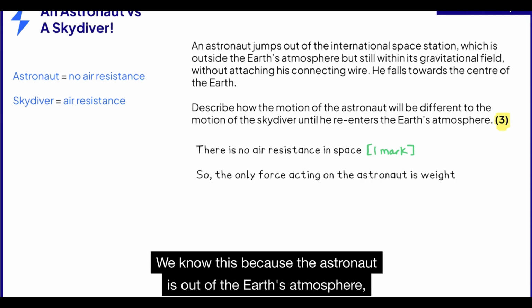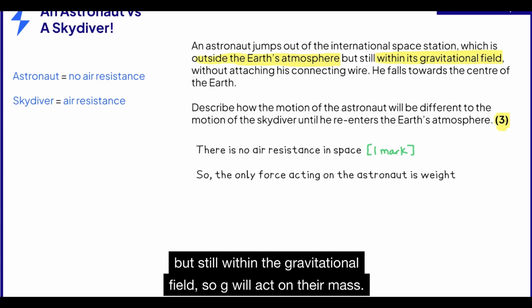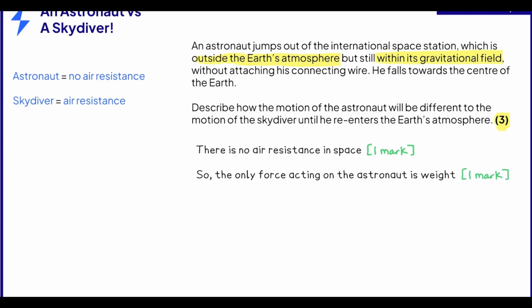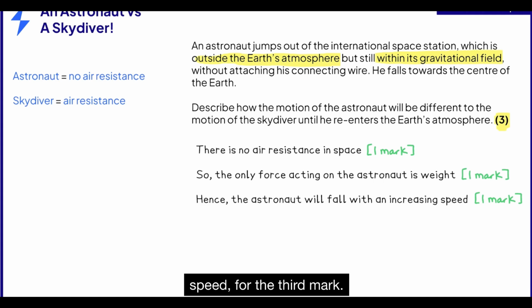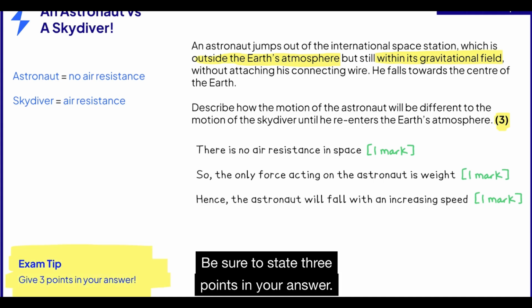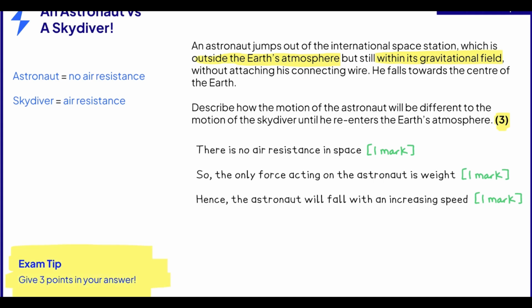We know this because the astronaut is out of the Earth's atmosphere, but still within the gravitational field, so g will act on their mass. This gives the 2nd mark. Hence, the astronaut will fall with acceleration or increasing speed for the 3rd mark. Be sure to state 3 points in your answer.